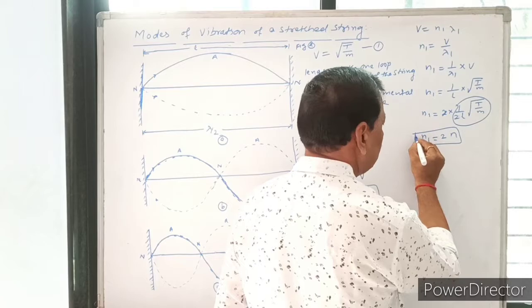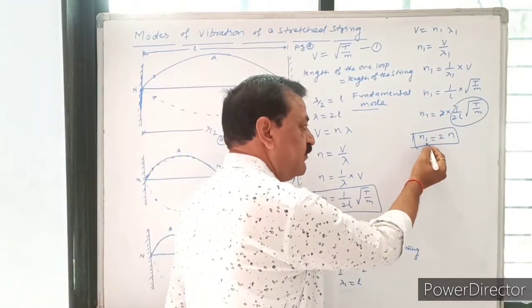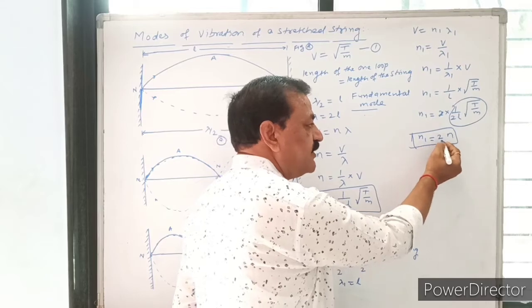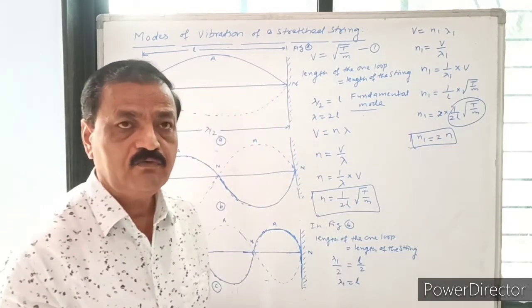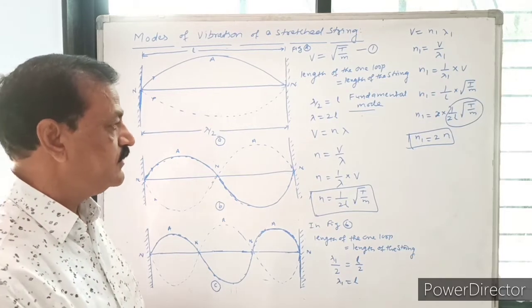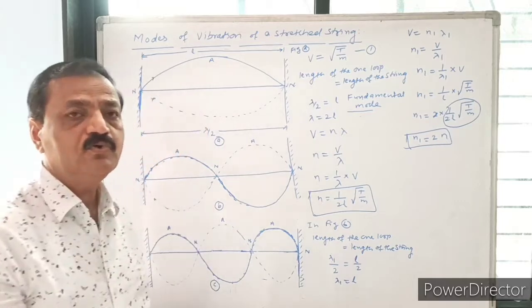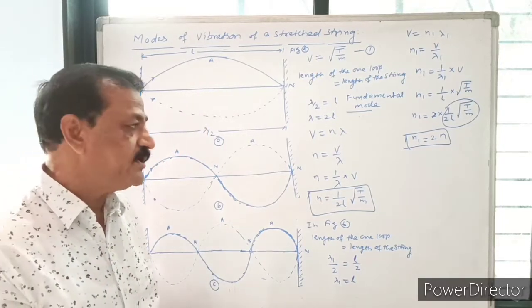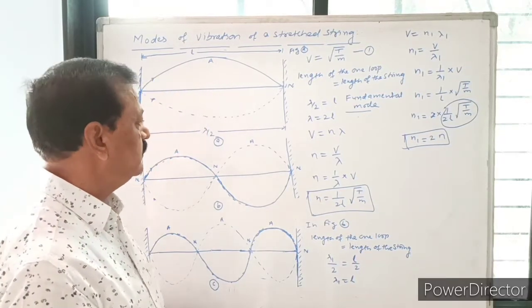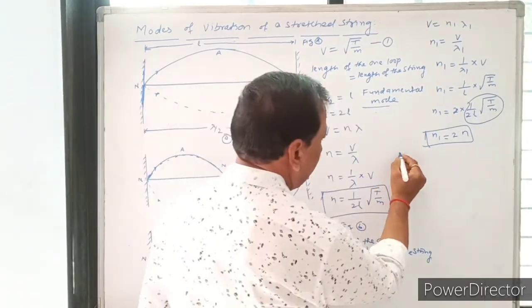From this equation we can see that the first overtone or second harmonic will be present in the second mode of vibration. N is the harmonic and n1 is the overtone; the first overtone or second harmonic is present in the second mode of vibration.